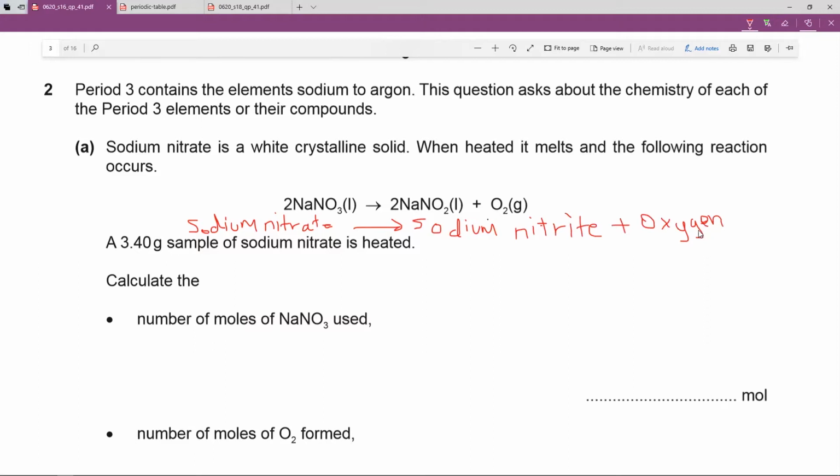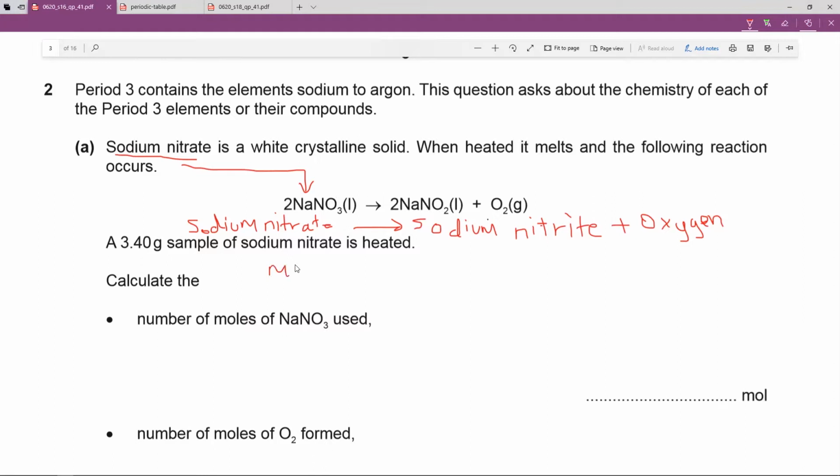All right, now a 3.40 grams sample of sodium nitrate is heated, and the first point there asks for the number of moles of sodium nitrate used. It's important for you to know that sodium nitrate, NaNO3, is the first chemical in that equation. NaNO2 is sodium nitrite.